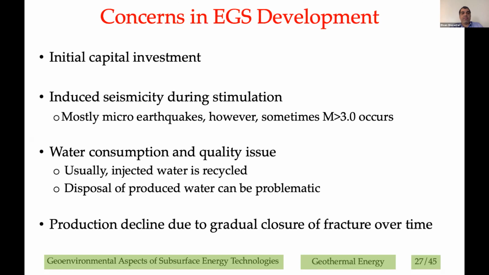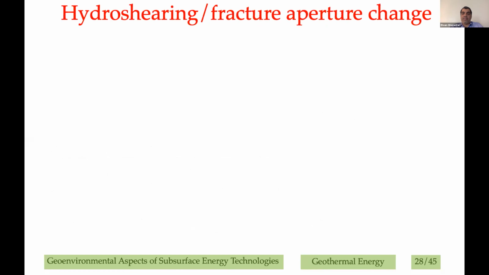But if you think in terms of sustainability and how we can improve the sustainability of EGS as a renewable source, over time there's typically production decline. That's because the existing natural fractures and the created fractures will close over time under existing in situ stresses. Closure of fractures means less interaction between the injected fluid and the existing rock, and that means less heat mining. So this is one of the major issues in terms of production decline in EGS that needs to be addressed.